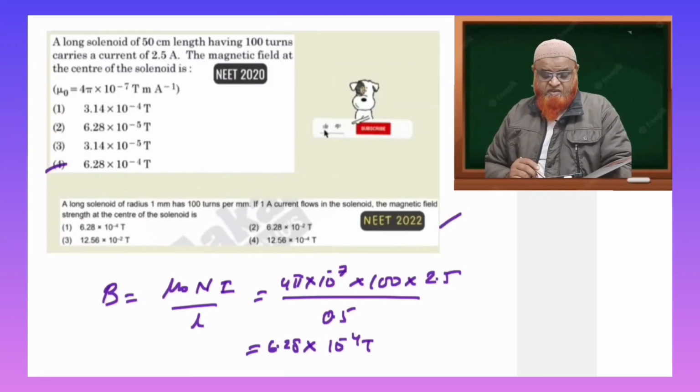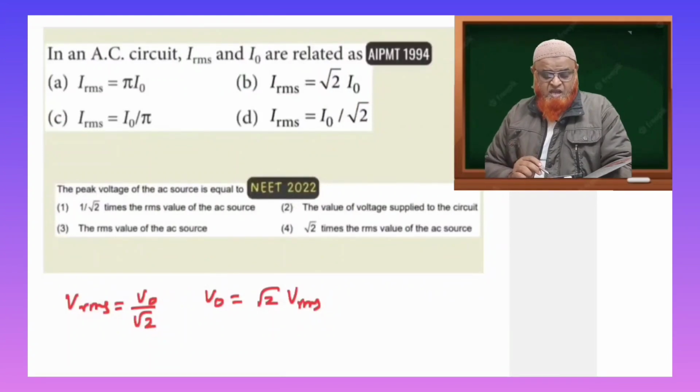Next we'll go for the next double question repeated series. You all know Vrms is nothing but V0 by root 2. That means V0 is nothing but root 2 Vrms. That's it. You have to answer in fractions of seconds. So with this, the fourth option is correct. That is root 2 times the RMS value of the AC source. The previous question which is above, you have to do it.